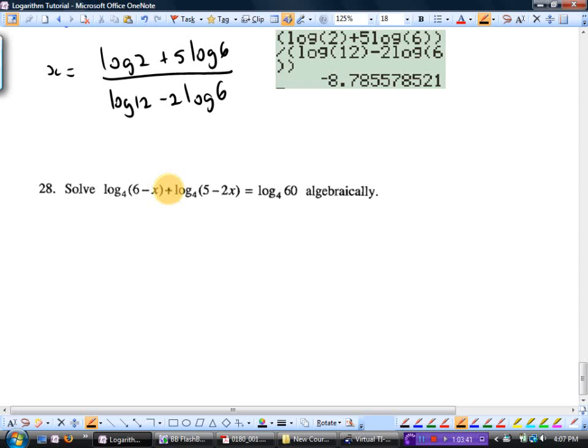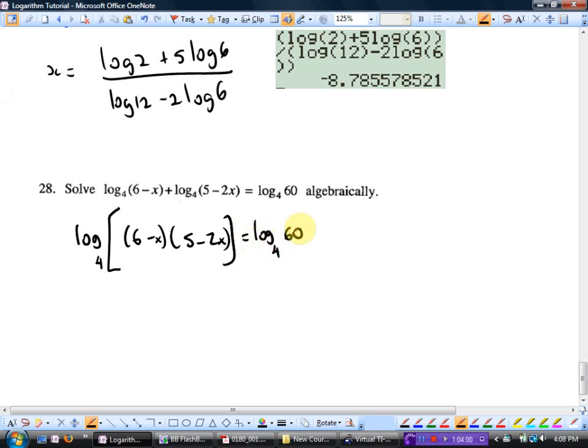What's adding outside the log the same as? I can write this as one term: log base 4 of 6 minus x multiplied by 5 minus 2x equals the log base 4 of 60. Mr. Dueck, shouldn't that minus put that x on the bottom? No. Remember, my common mistake is people want minusing or plussing inside a log. They want to turn that into multiplying and dividing. No.